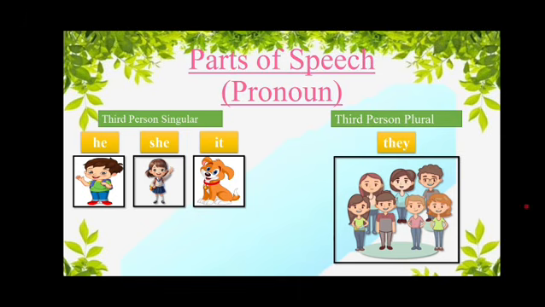For boy, which pronoun do we use? We use he. For girl, which pronoun do we use? We use she. And for dog or for any non-living things, which pronoun do we use? We use it. Now we will learn third person plural pronoun with the help of picture. When we are talking about many people, we use pronoun they for many people.